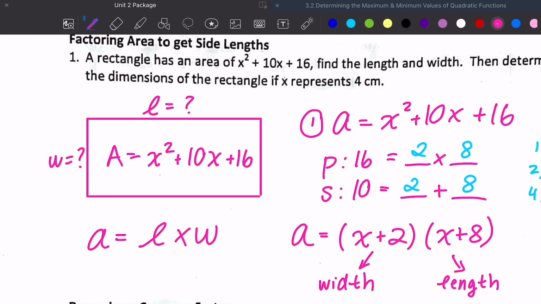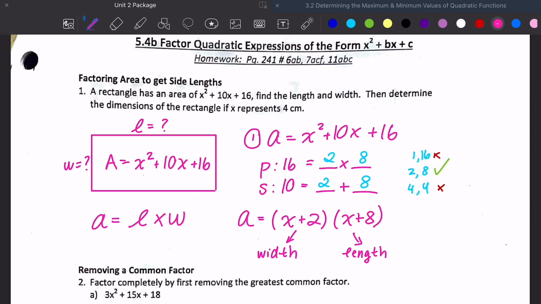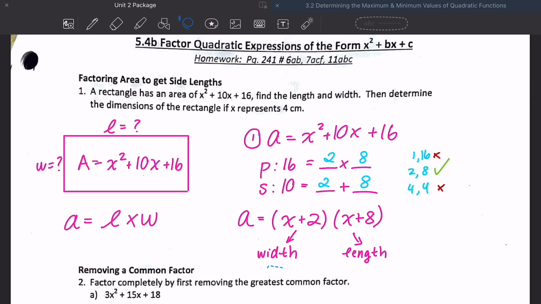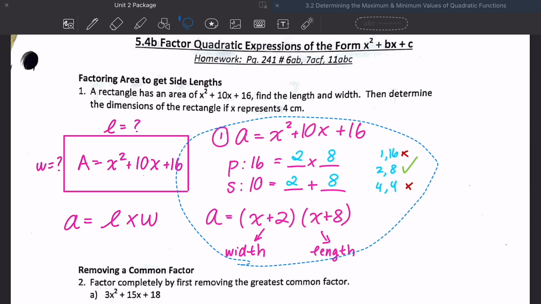And if I were to refoil this, x times x is x squared, x times 8 is 8x, 2 times x is 2x, and then 2 times 8 is 16. That gives me this expression here. So you can always check by refoiling. So that's step 1. Step 2 just said, what happens if x is 4? Then what are the dimensions specifically?